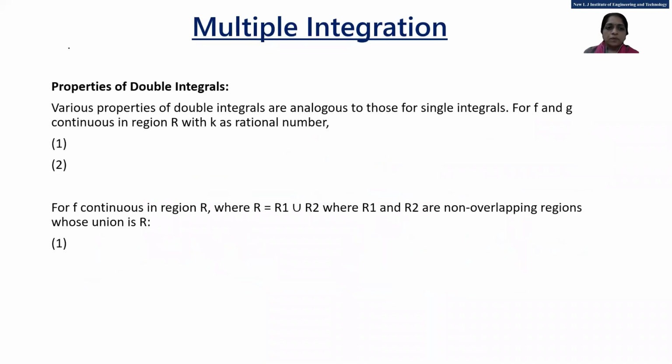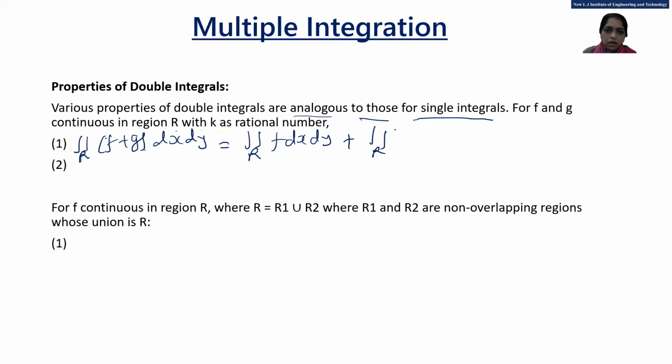So, properties of double integrals. Various properties of double integrals are analogous to those for single integrals, for f and g continuous in region R with k as a real number. Your first property is, suppose your double integral of f plus g dx dy is equal to the double integration of f dx dy plus the double integration of g dx dy. Left hand side is equal to right hand side.